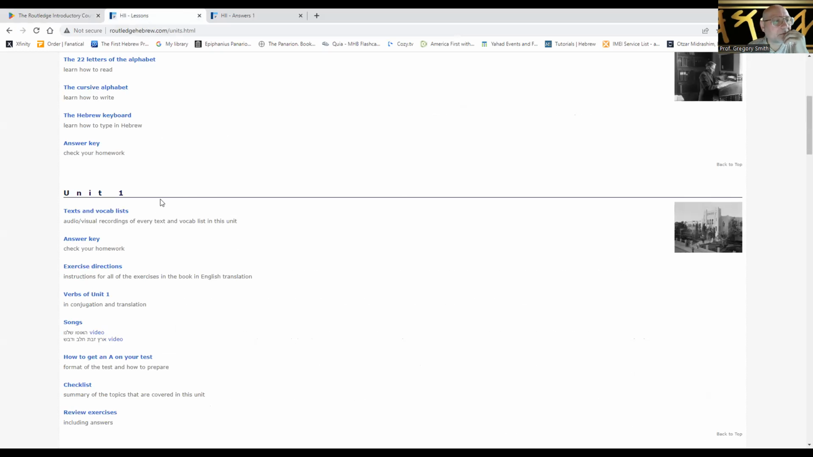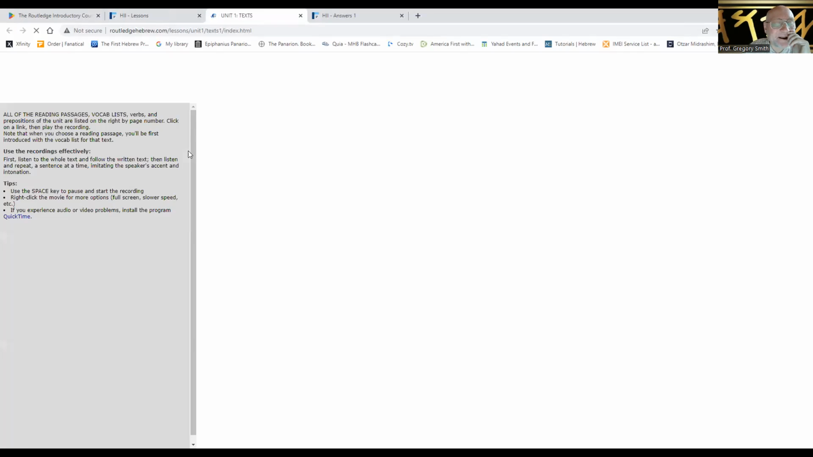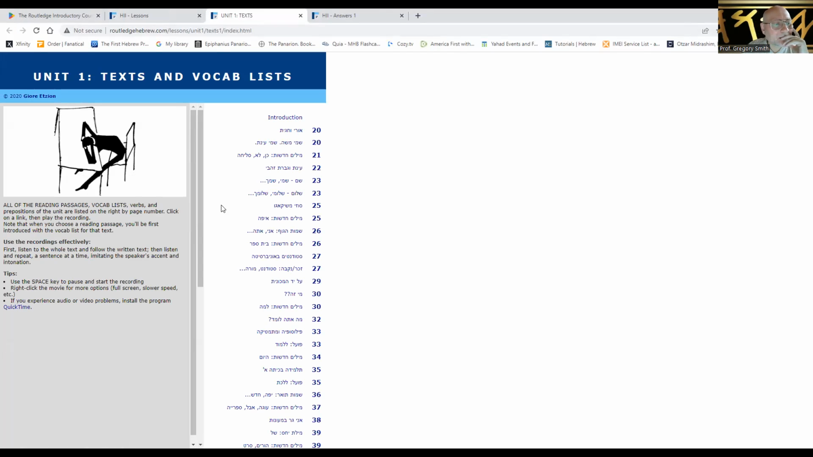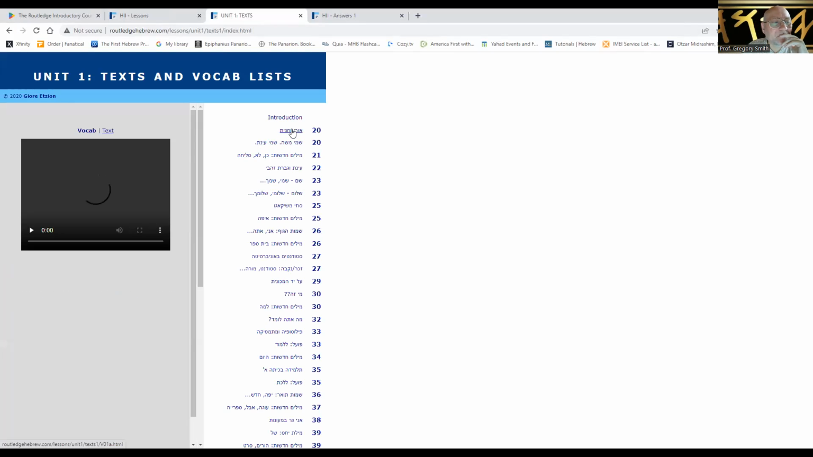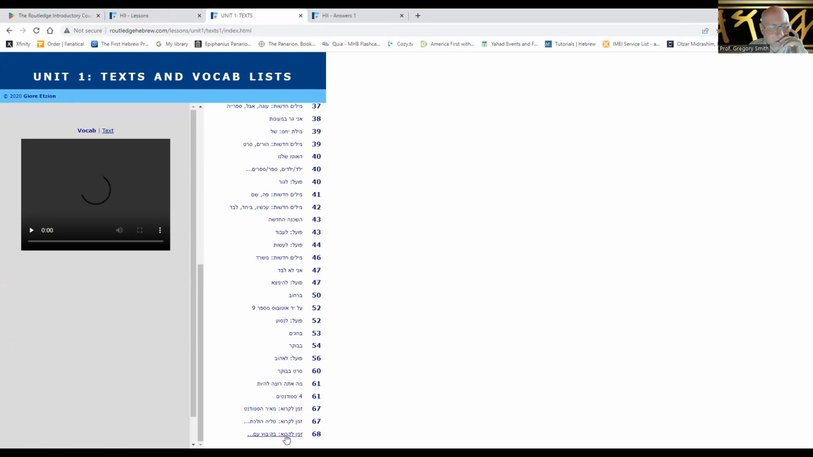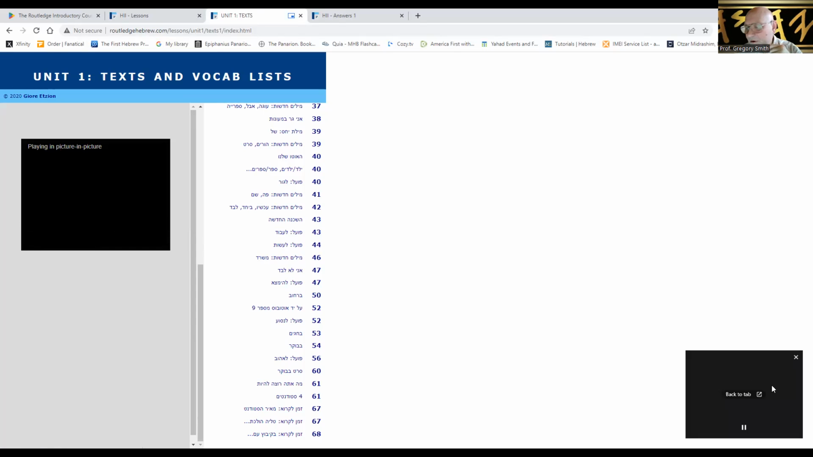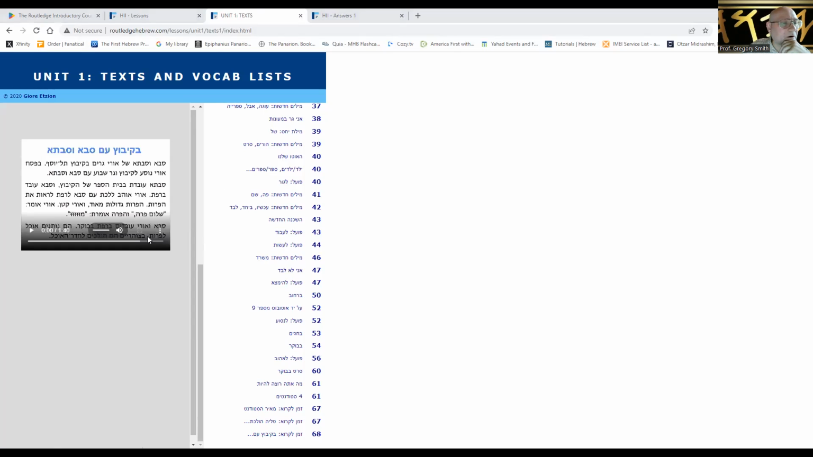And now while I'm at it, let me double check and make sure. Unit 1. Okay, so we've got text and vocabulary list. Let's take a look at that. Okay, so these are, what are these? These are vocabulary lists. Okay, so we did all those. Here's the vocabulary list for this one here. Picture in picture. Let's try to get that up here. This one doesn't look like it wants to open for me. Oh, there we go.